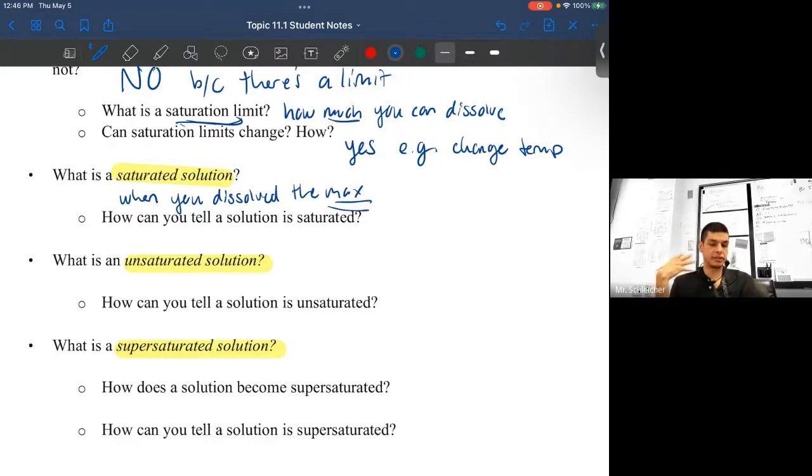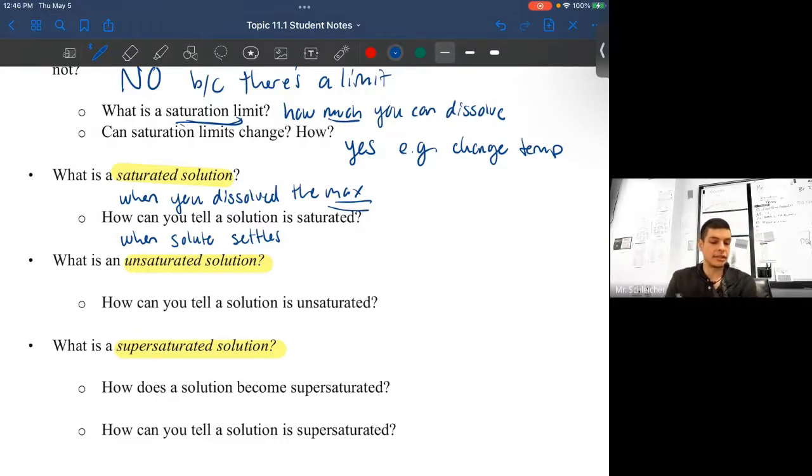So how can you tell if a solution is saturated? When solute settles at the bottom. Or you cannot dissolve any more solute. You see it at the bottom, I think that's the clearest indicator.